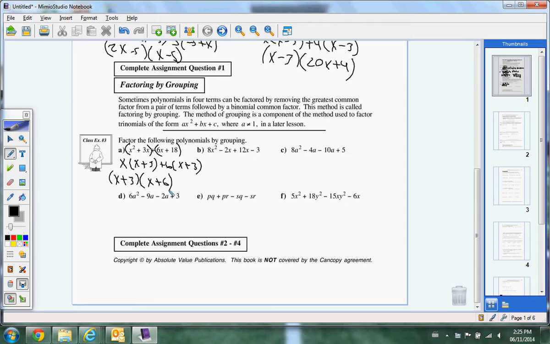Okay, so this one here. So I'm grouping here, and I'm grouping here. So, Allie, what does 8x squared and negative 2x have in common? And what number? 2. So 2x gives me a 4x minus 1. Okay, Tatum, what does 12x and minus 3 have in common? 3. Good, so that gives me 3 times 4x minus 1. Now my 4x minus 1s matched again, so I'm going to pull those out, and I get 2x plus 3 here.